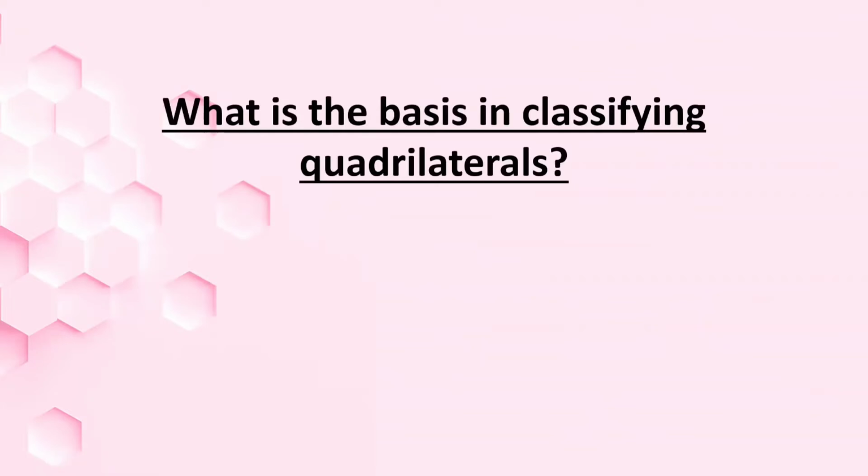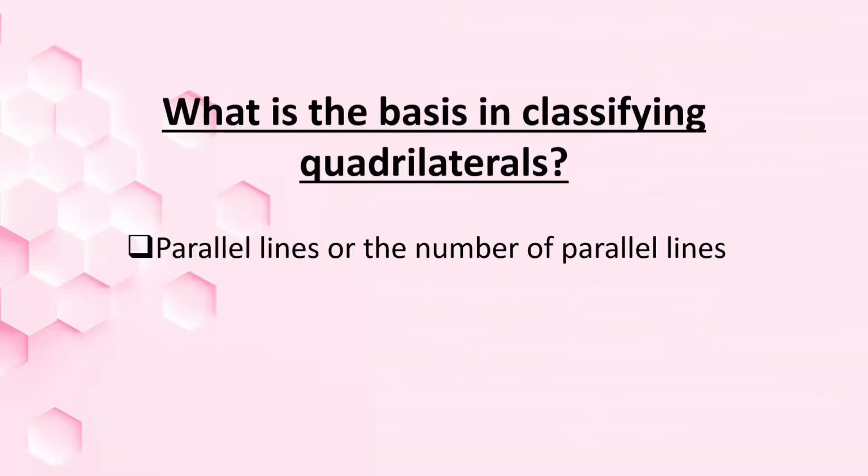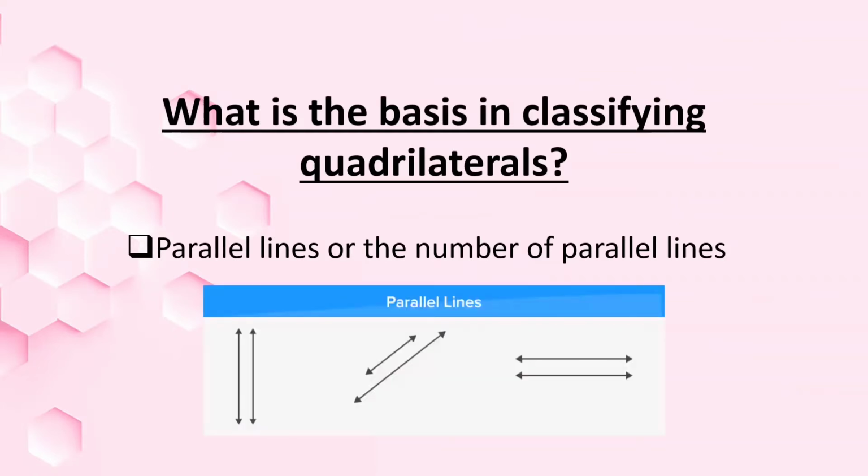So what is the basis in classifying quadrilaterals? The basis in classifying quadrilaterals is the number of parallel lines. So what are parallel lines? These are non-intersecting lines. Meaning they do not intersect. Even if you extend these lines, they will never intersect.